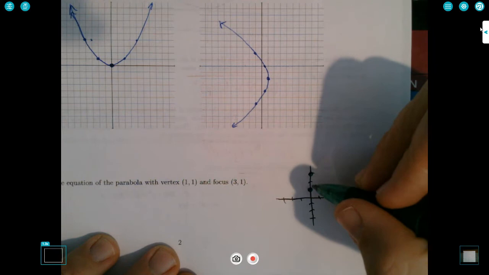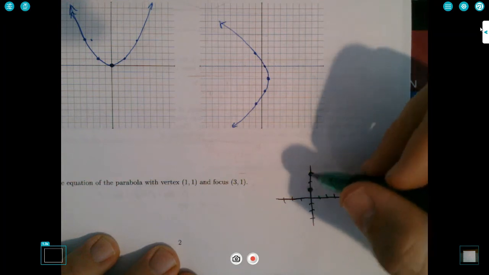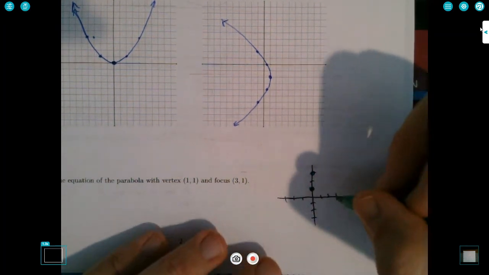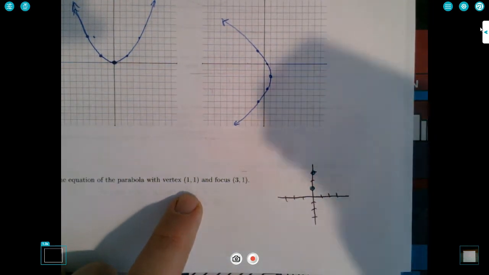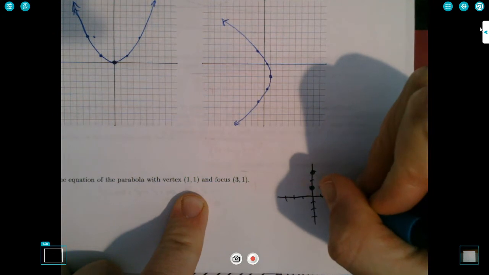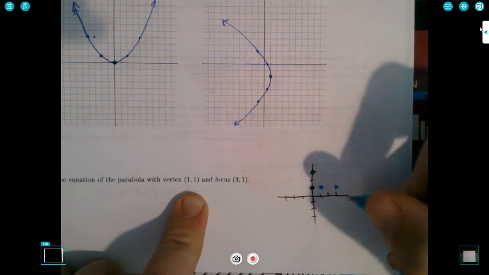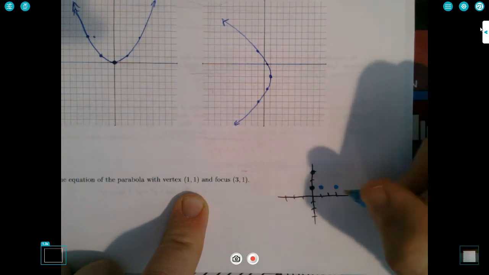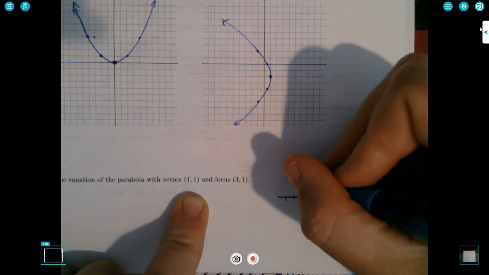Since the focus is at... oh, hold on a second. I was putting them in the wrong spot. Let me do the correct one in a different color. So the vertex is at (1, 1) and the focus is at (3, 1). But anyway, that's the focus, that's the vertex, since the focus is at x equals 3, the directrix would have to be at x equals negative 3. So here's the directrix.